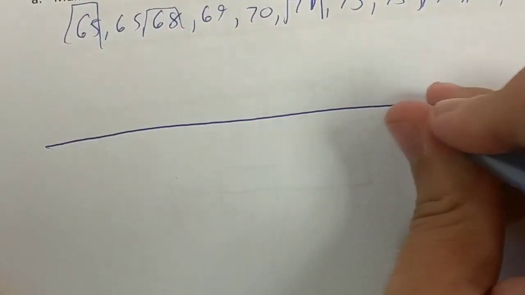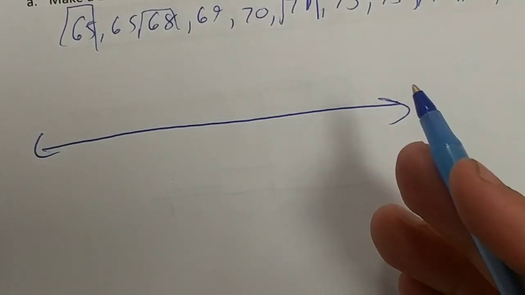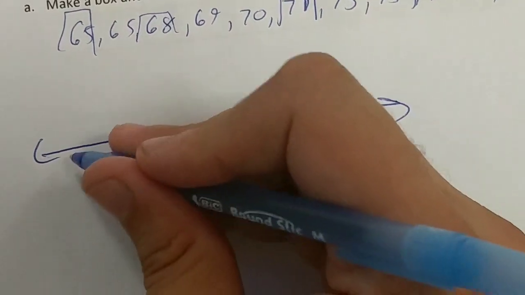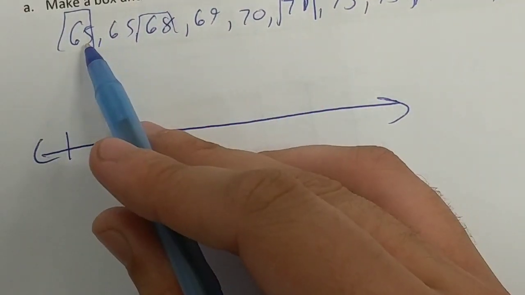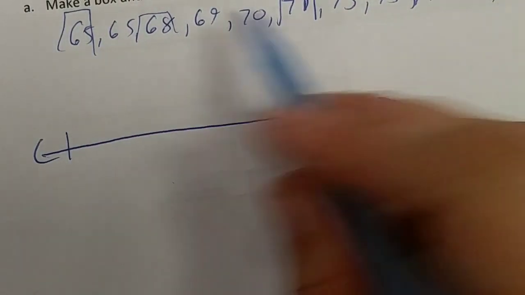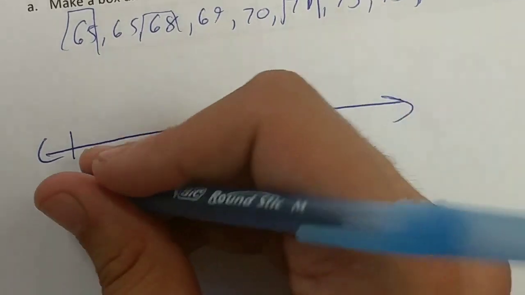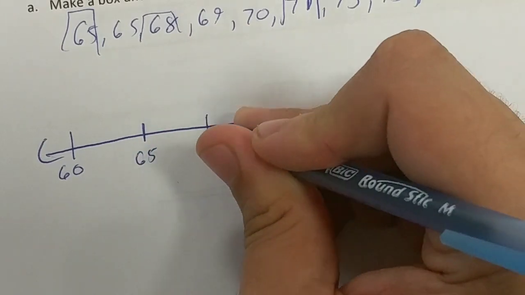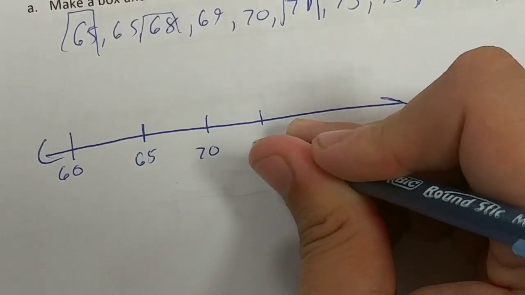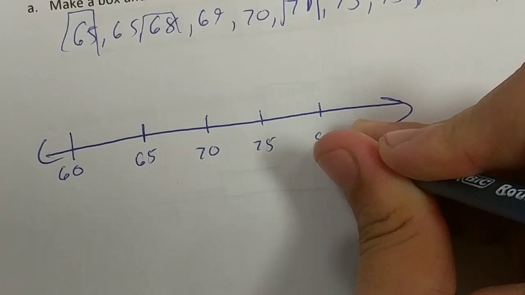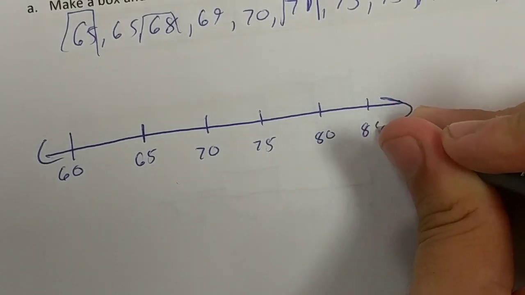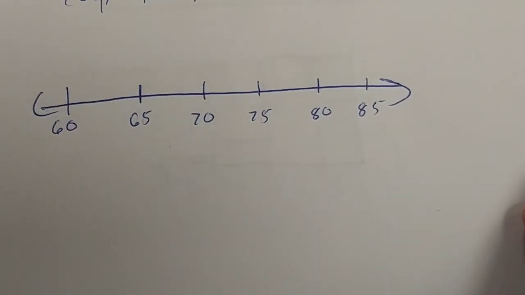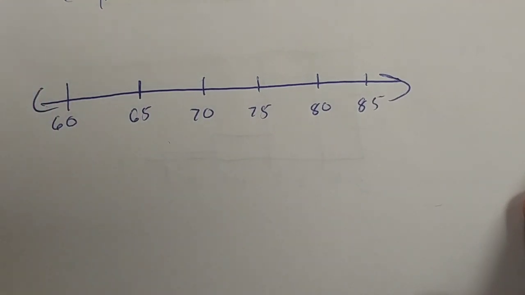Now, I'm going to make a number line. Please remember to make a number line. If you don't make a number line, it's going to be partially wrong. I'm going to go from here. My smallest number is 65 and my biggest number is 82. So let's go 60, 65, 70, 75, 80, 85. Okay? Maybe I should have started at 65, but it doesn't really matter.